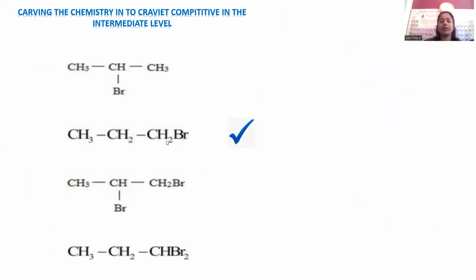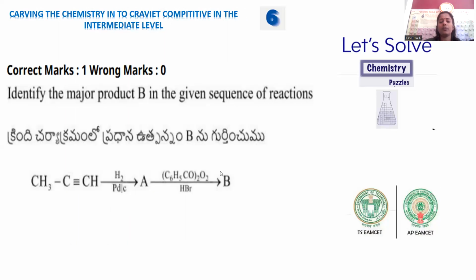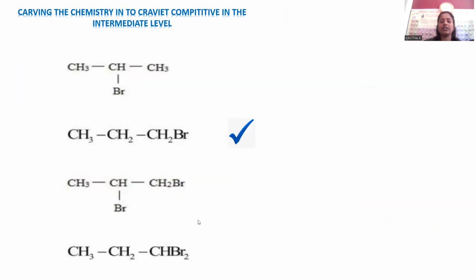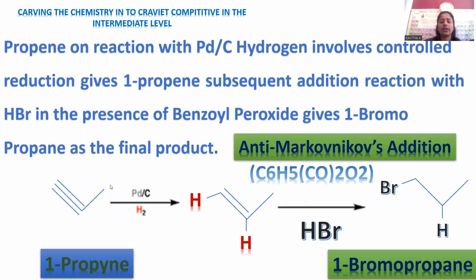The correct answer will be 1-bromopropane, right? So here 1-bromopropane will be the B product. Let's see how we can achieve this. In order to get that, the initial starting material is 1-propyne. 1-propyne is treated with palladium carbon and hydrogen. Palladium carbon and hydrogen in general convert a triple bond into a single bond.